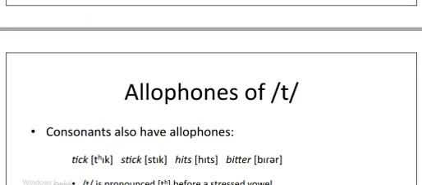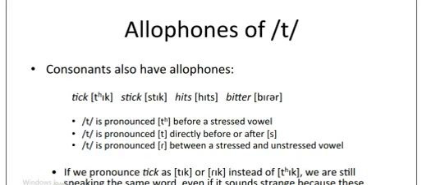Allophones of T: how we can pronounce the T sound. Sometimes we add an H, as when you say tick, stick. So after T here we have an H sound. T is pronounced as T before a stressed vowel, then T directly before or after S, and then T is pronounced between a stressed and an unstressed vowel.